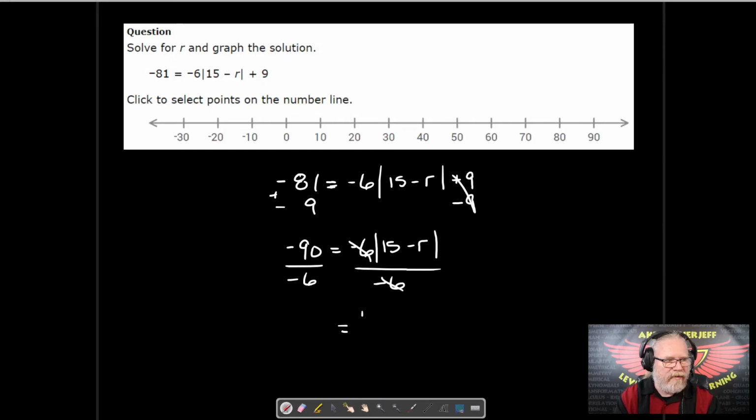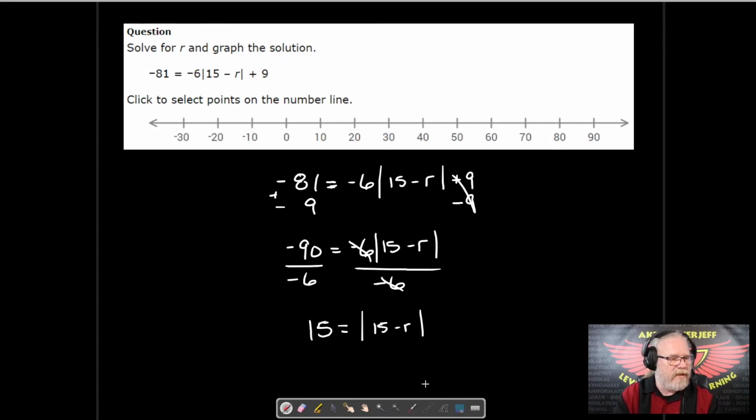On the right, we've now isolated the absolute value of 15 minus r. And negative divided by negative is positive, which is good because we need a positive number over there. And 90 divided by 6, I believe, is 15, correct? 6 times 10 is 60, 6 times 5 is 30, 60 plus 30 is 90, so indeed it is 15.